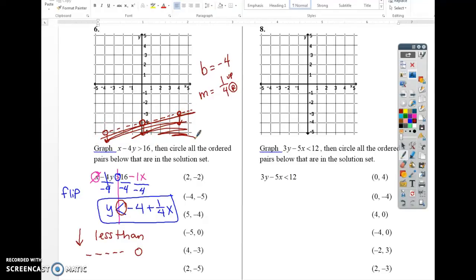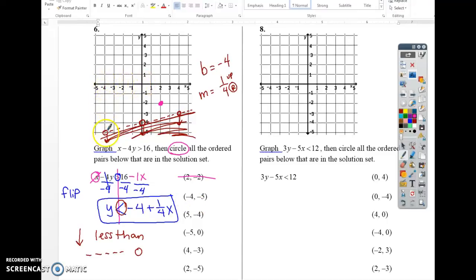Okay, so now, they're asking something else on here. They're saying which one of these are solutions and which ones are not. It says circle all ordered pairs below that are in the solution set. So what I'm going to do is I'm going to put all of these up here and see if they're solutions or not. So 2, negative 2. Is this a solution? No. Cross it out.